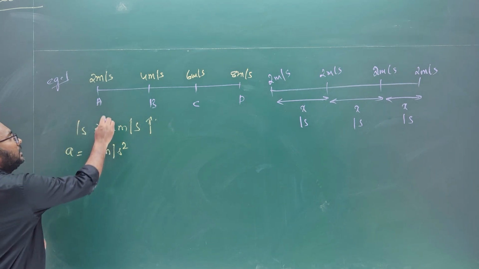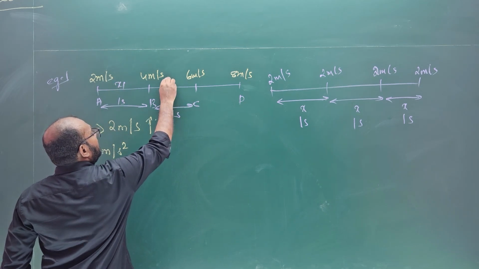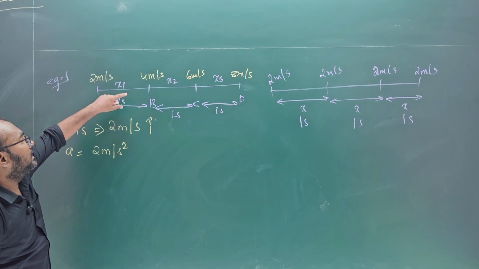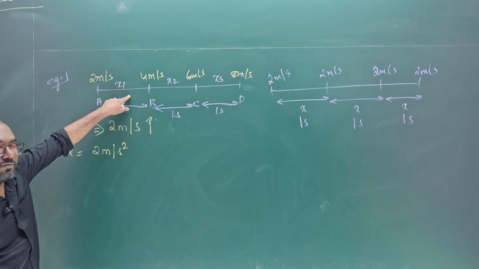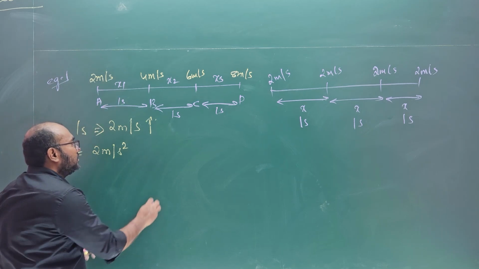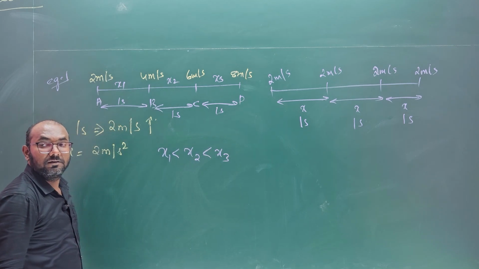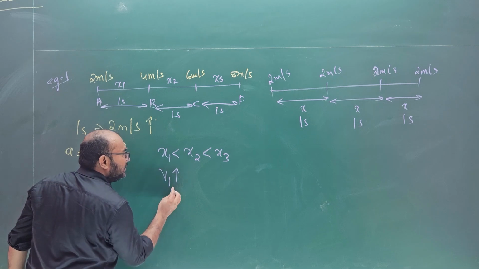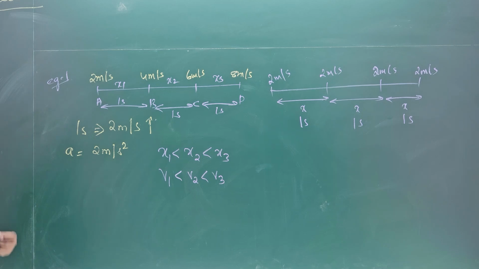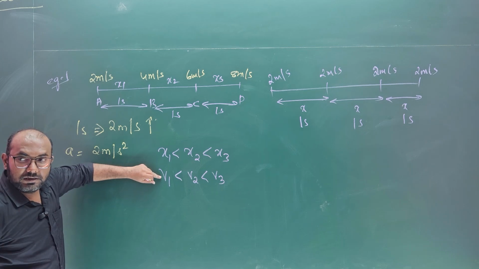But can I say that in this 1 second, let this distance be x1, and in this 1 second, let this distance be x2, and this distance is x3. Again, the time period is 1 second. Can I say that x1, x2, x3 all are equal here? No. Who is greater? Who is smaller? Yes, x3 will be greater. So can I say that x1 is smaller than x2 will be smaller than x3? Why? Because v1 is greater than v2 greater than v3. Okay, now whenever velocity is increasing, distance also increases.